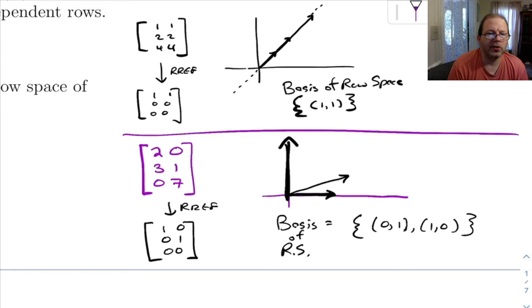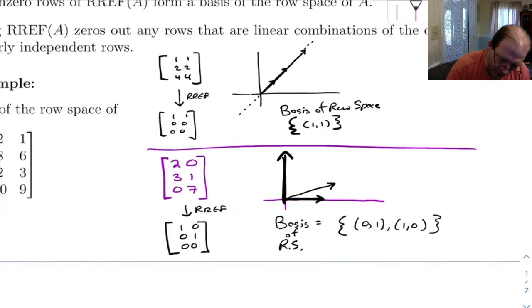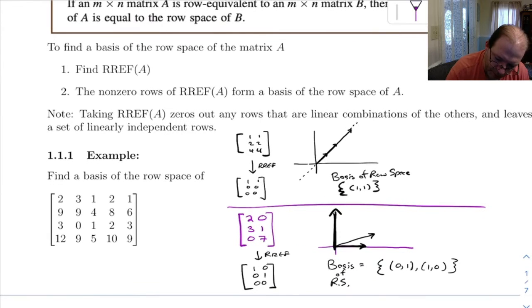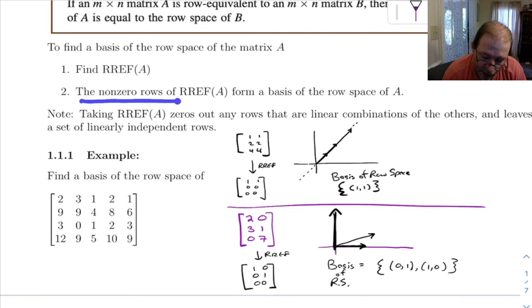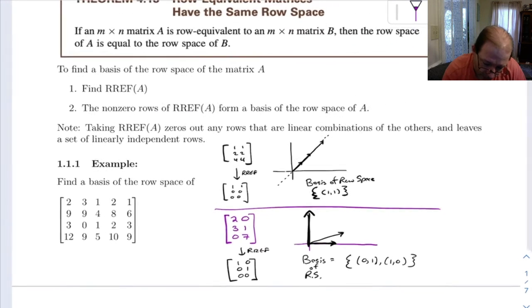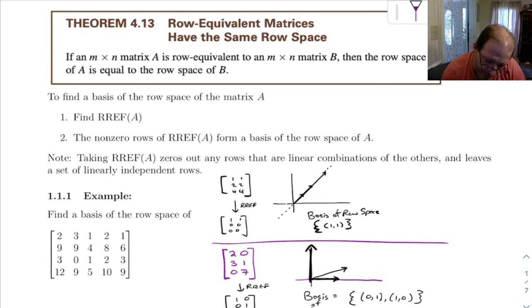So doing these two examples sort of leads us into this method up here. To find the basis of the row space of a matrix A, you just find the reduced row echelon form of A, and the non-zero rows of that form a basis of the row space. And that's all there is to it. The theorem up here says that if you have two matrices that are row equivalent to each other, then they have the same row spaces. All right, so let's do this example.